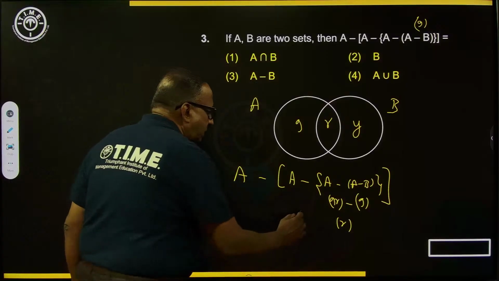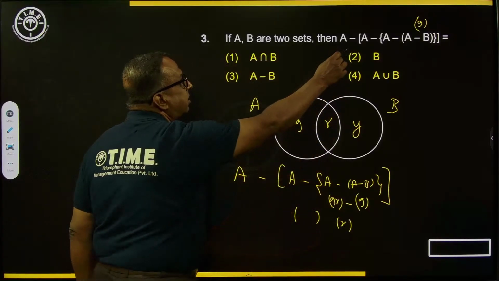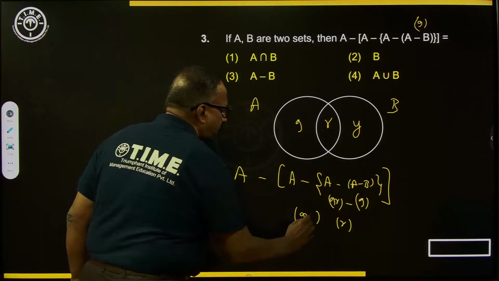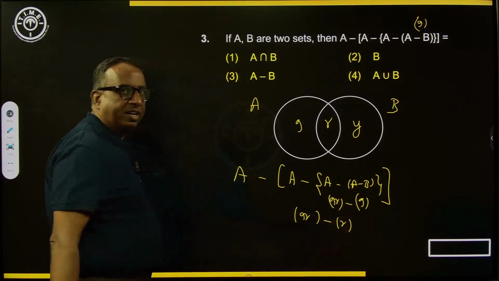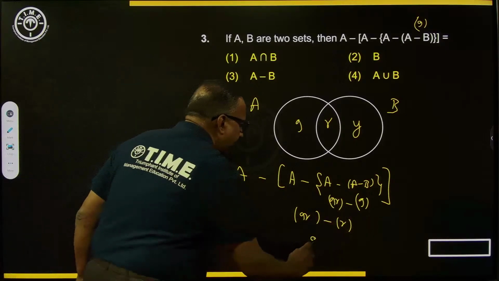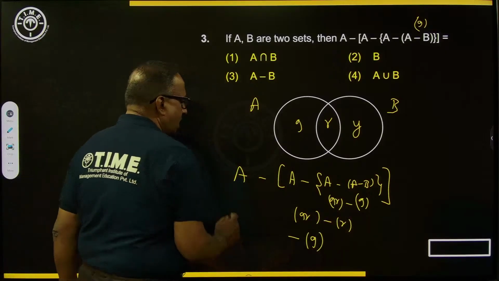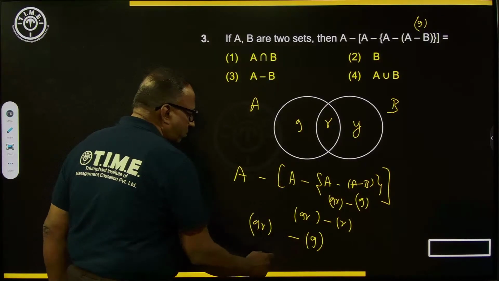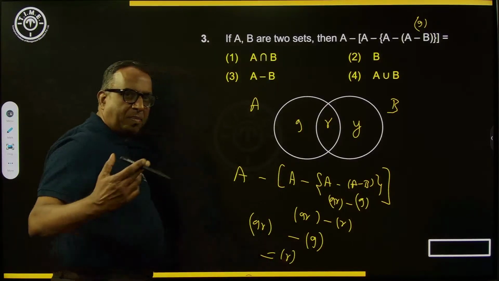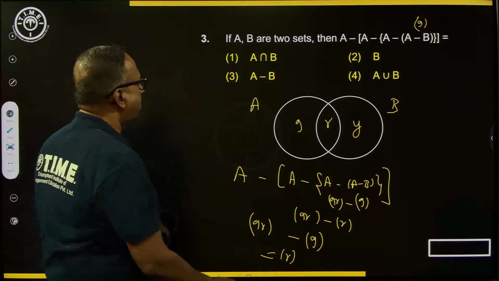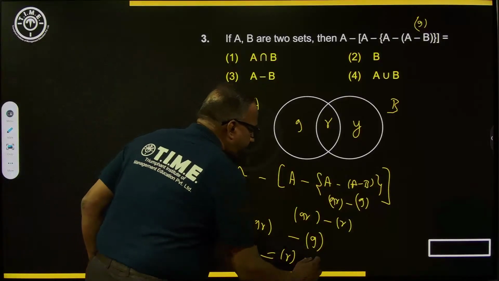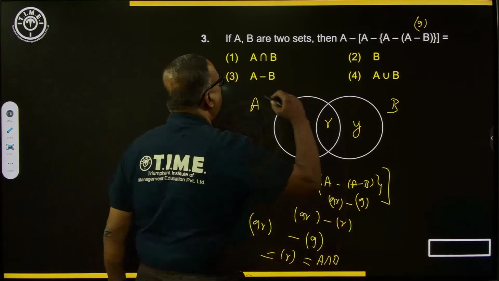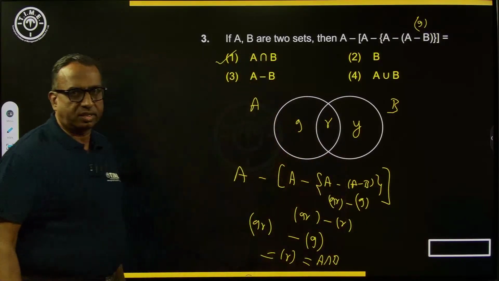What is A? A is green, red. Again, from green, red, if I remove red, what will happen? Only green will be there. Again, what is A? A is green, red. From green, red, if I remove green, red will be there. But what is red? Red is A intersection B. So A minus (A minus B) is A intersection B. Choice 1 is the answer.